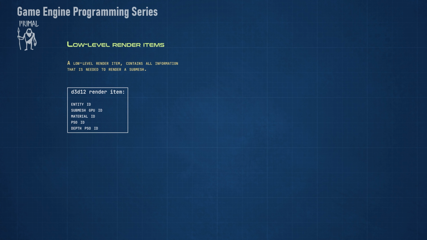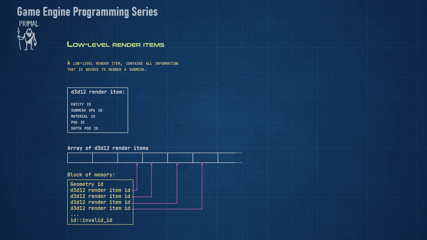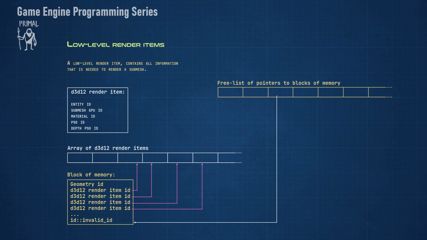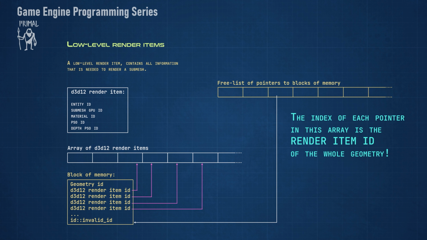That means that a geometry that consists of one or more submeshes will result in a list of render items. We can put the indices to this list of render items together with the ID of the geometry in the block of memory and add a pointer to that into another list. The index of that pointer in this list is the render item ID for the whole geometry.